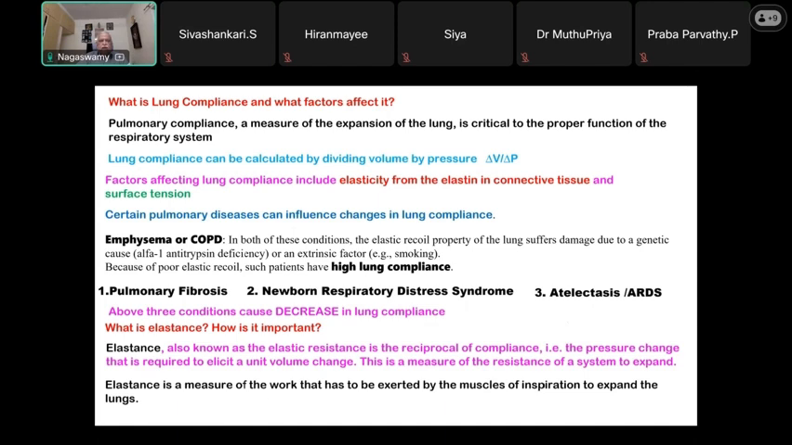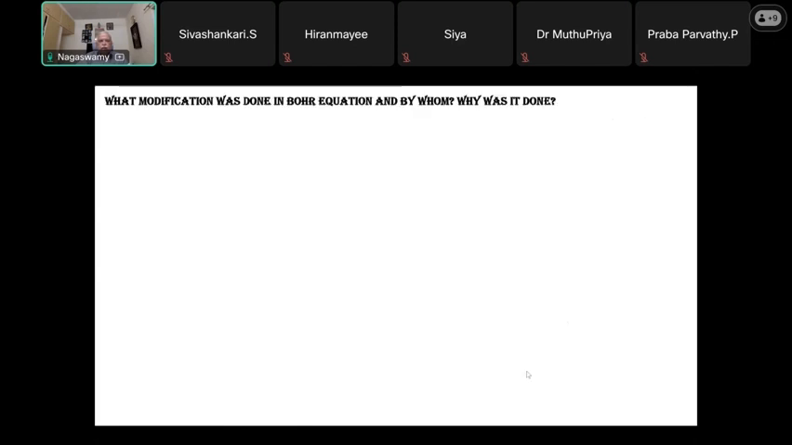Compliance is the increase in volume due to pressure change, whereas elastance is the opposite. Here, instead of putting V, if you put P, change in pressure due to change in volume, it will become elastance. So the opposite of the compliance formula is the formula for elastance. Elastance is 1 by compliance, or pressure change by volume change. So these are the two important factors for a normal expansion of the lung.